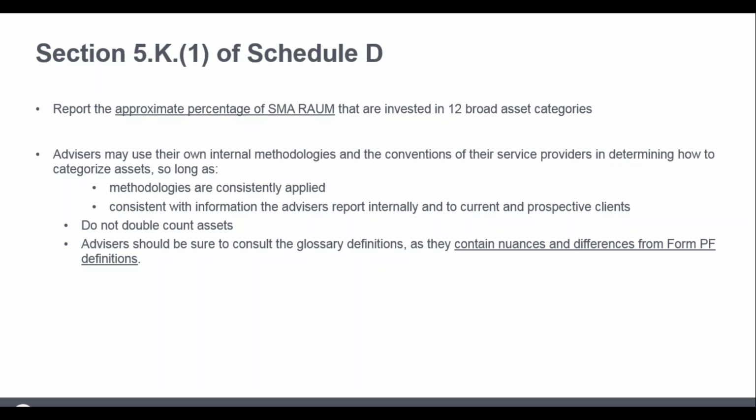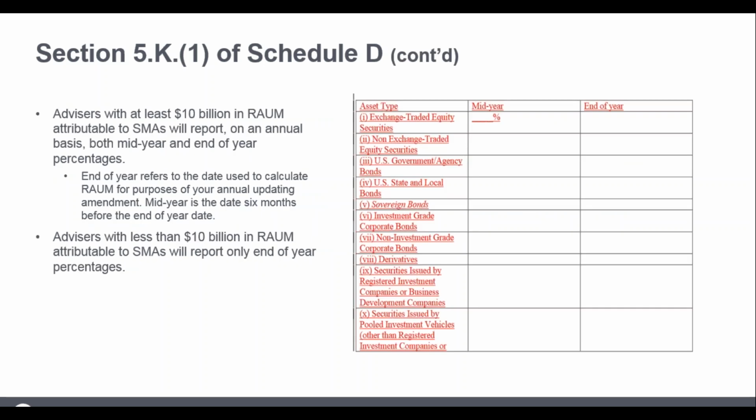And actually, a question has just come in that I think is relevant to everyone on the line, so I do want to go ahead and answer that question now. Someone has asked for an example of a difference between a Form PF instruction and an ADV instruction, and one of those definitions will be sovereign bonds. So there is a difference in the definition of sovereign bonds in the PF glossary versus the ADV glossary. So if that's something that your firm invests in, you're going to want to pay particular attention to that definition.